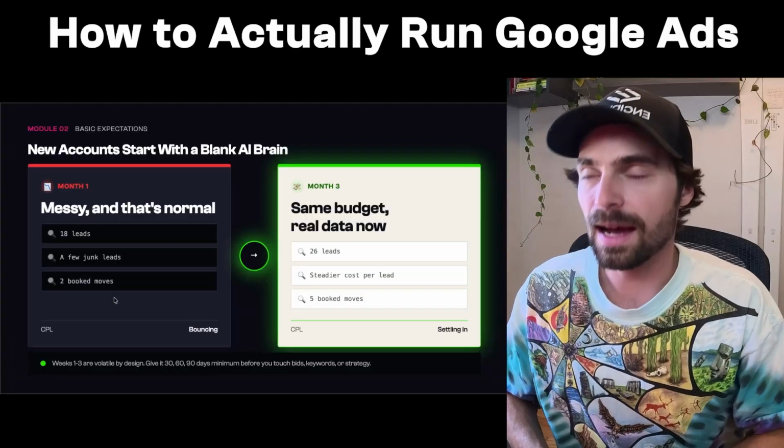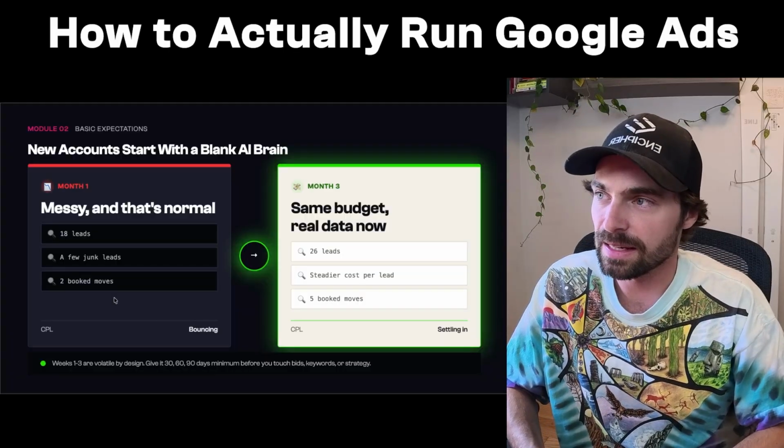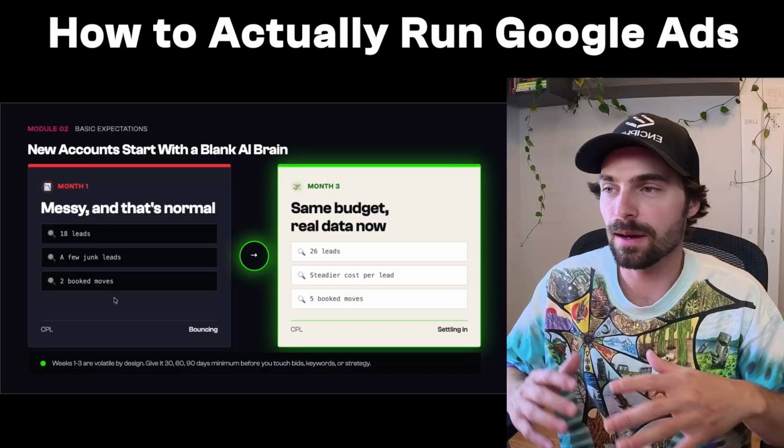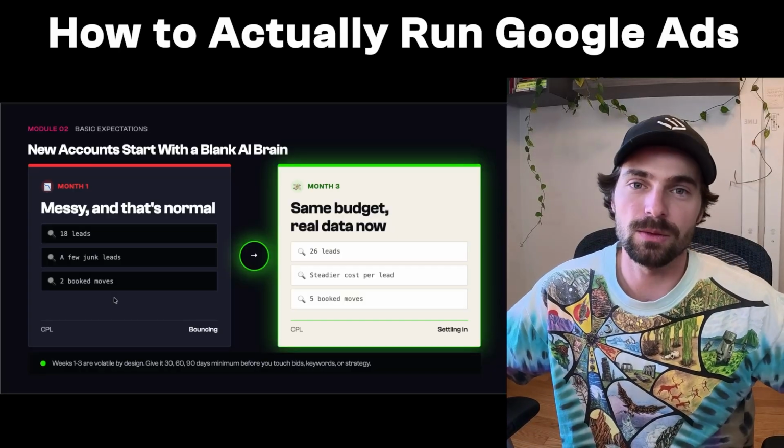Another thing that you have to consider with your Google Ads is that every account, when you start a new account, is starting with basically a blank slate with zero data.